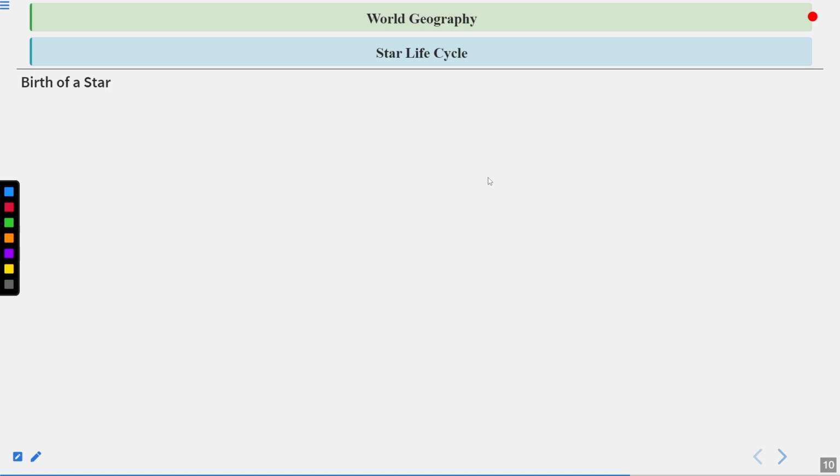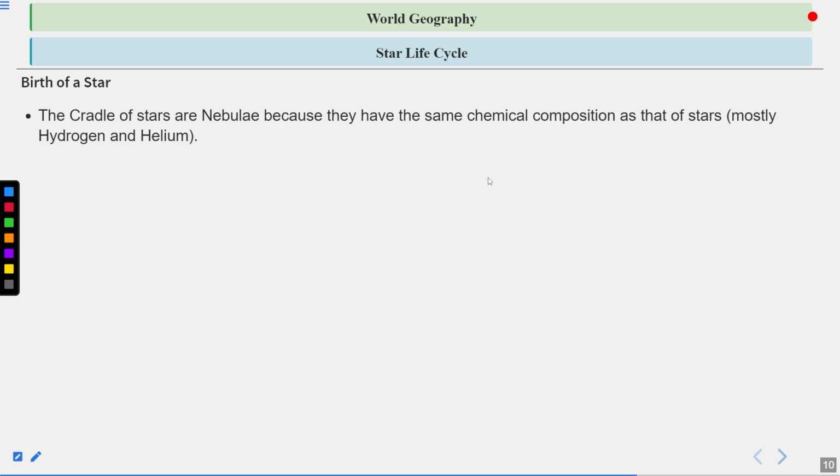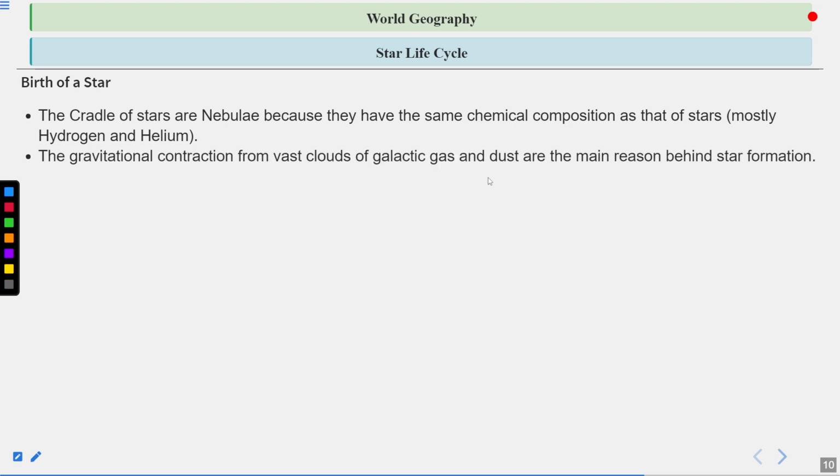Now let's talk about the star life cycle, that is the birth of a star. So the cradle of stars are nebula because they have the same chemical composition as that of stars, mostly hydrogen and helium. The gravitational contraction from vast clouds of galactic gas and dust are the main reason behind star formation.